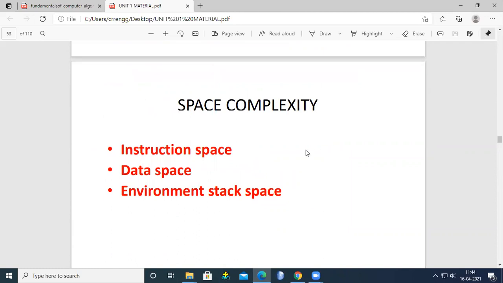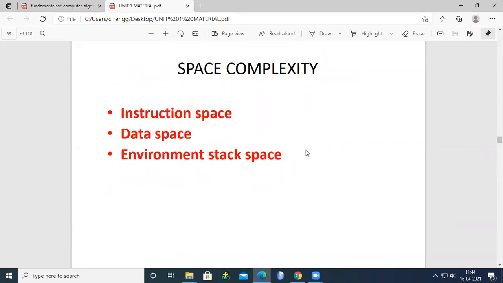Now space complexity: instruction space, data space, and environmental stack space. We have the space needed when you are executing a program or running an algorithm. For which purpose is the space needed? For storing the data, for storing the instructions, and for maintaining the stack. We are maintaining the stack and the activation records. So this space is also needed: environmental stack space.